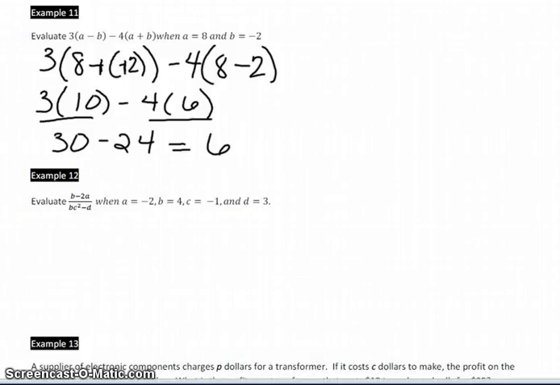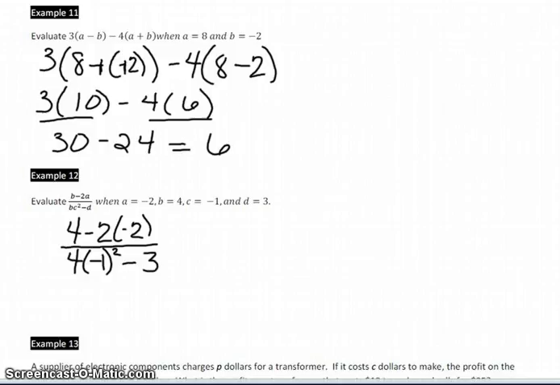The next example is a little bit more complicated, so I wanted to do that one for you. So I substitute in to b minus 2a all over b times c squared minus d when a is negative 2, b is 4, c is negative 1, and d is 3. So b is 4, so I have 4 minus 2 times negative 2 in my numerator, or top of my equation, over b, which is 4, times c, which is negative 1 squared, minus d, which is 3.